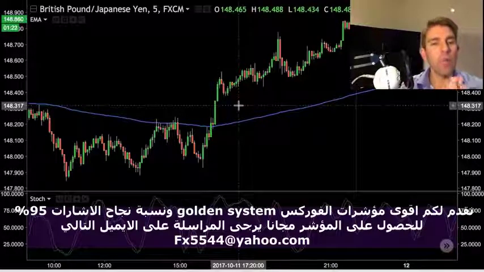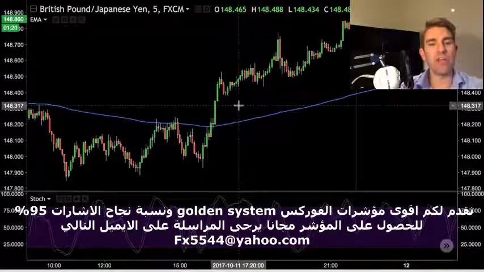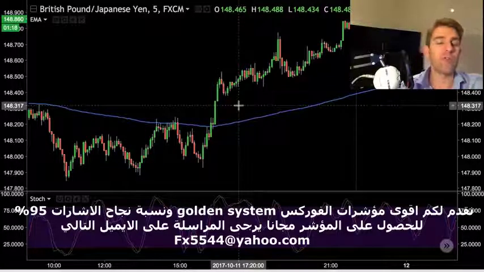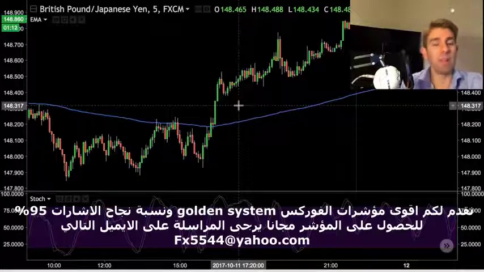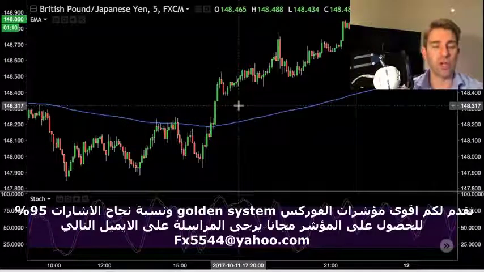So the whole point of the 200 period moving average is to dictate, or to define, should I say, the trend. When the price is above it, we want to be looking for longs only. When it's below it, we want to be looking for shorts only. Okay, so that's the first step, or the first filter.